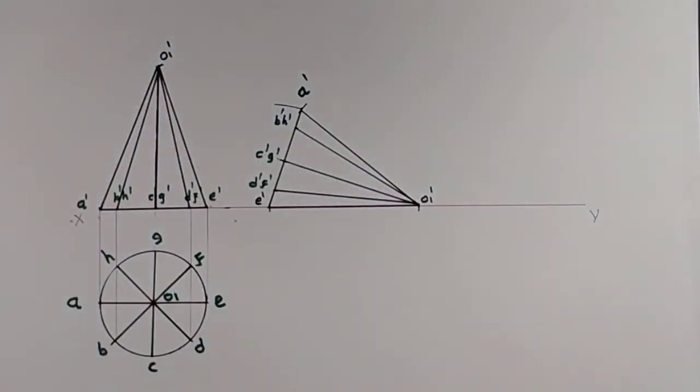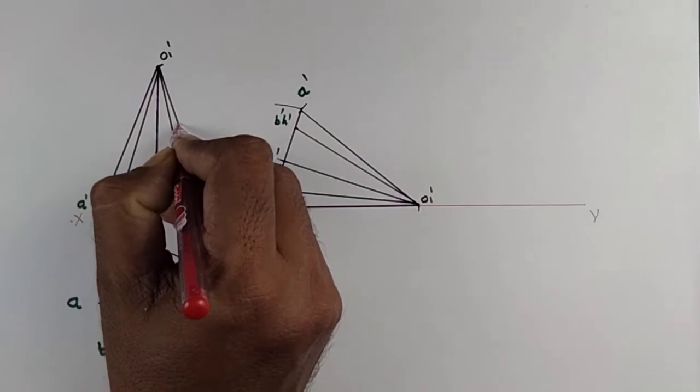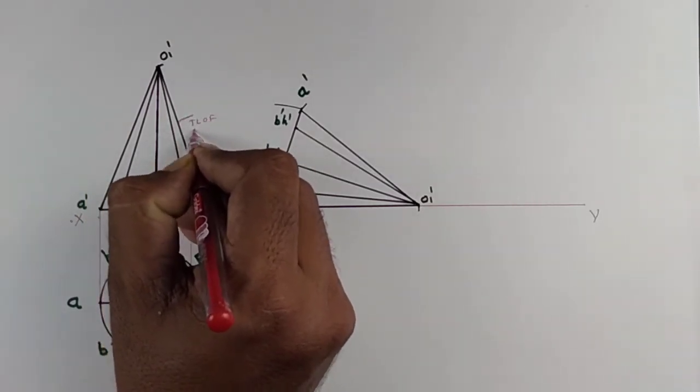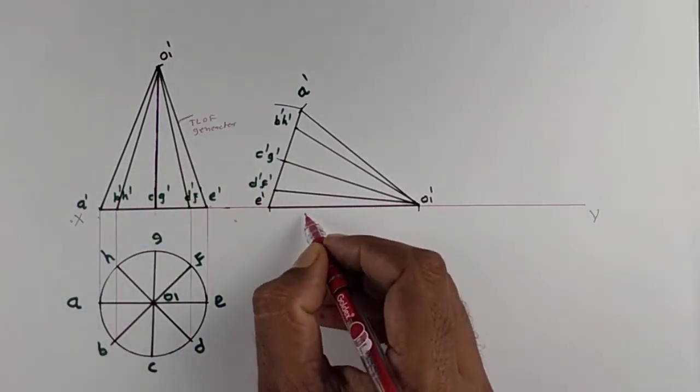Now, as per the problem statement, this is the true length of the generator on HP.